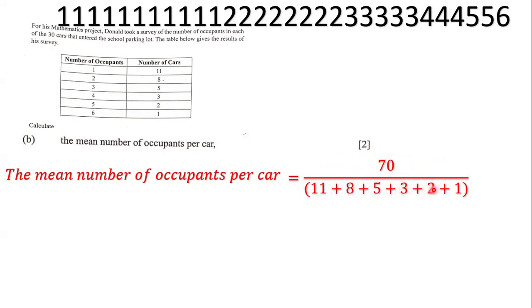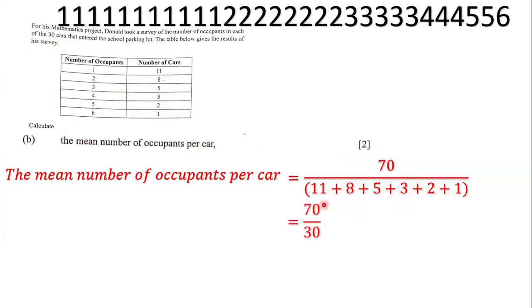Now, what was the number of cars? Well, we have 11 cars. We have 8, we have 5, we have 3, we have 2, and we have 1. And so that's why we have this at the bottom. So 11 plus 8 plus 5 plus 3 plus 2 plus 1. And so we take the total number of occupants, which is 70, and we divide it by the total number of cars. And so that's going to give us the mean.